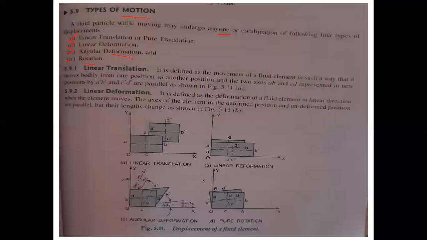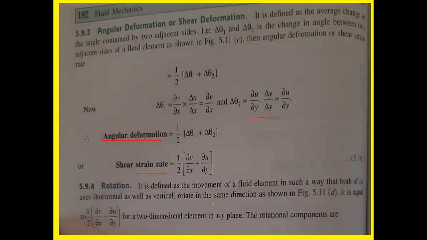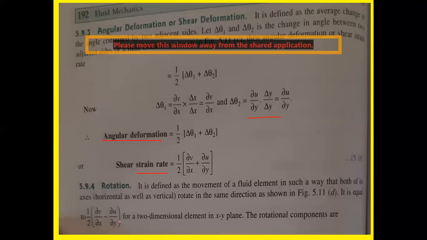Next, the fourth one is the rotation motion. See the rotation motion here, A, B, C, D. It is changing the orientation, thereby the change in the length is also disturbed. Then how is it defined? It is defined as a movement of a fluid element in such a way that both of its axes, horizontal axis as well as vertical axis, rotate in the same direction, which is equal to half dou v by dou x minus dou u by dou y for a two-dimensional element in the xy plane, right?